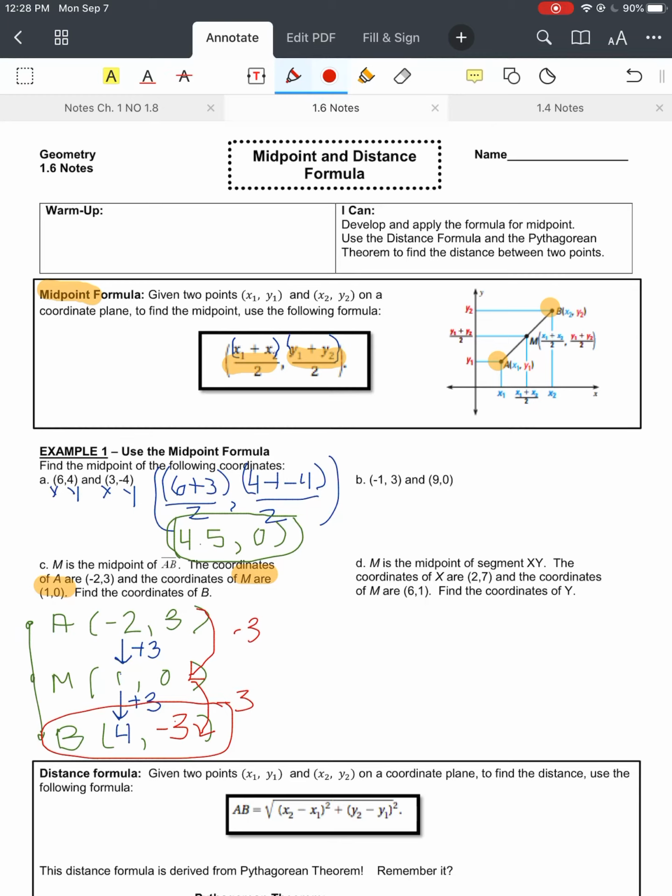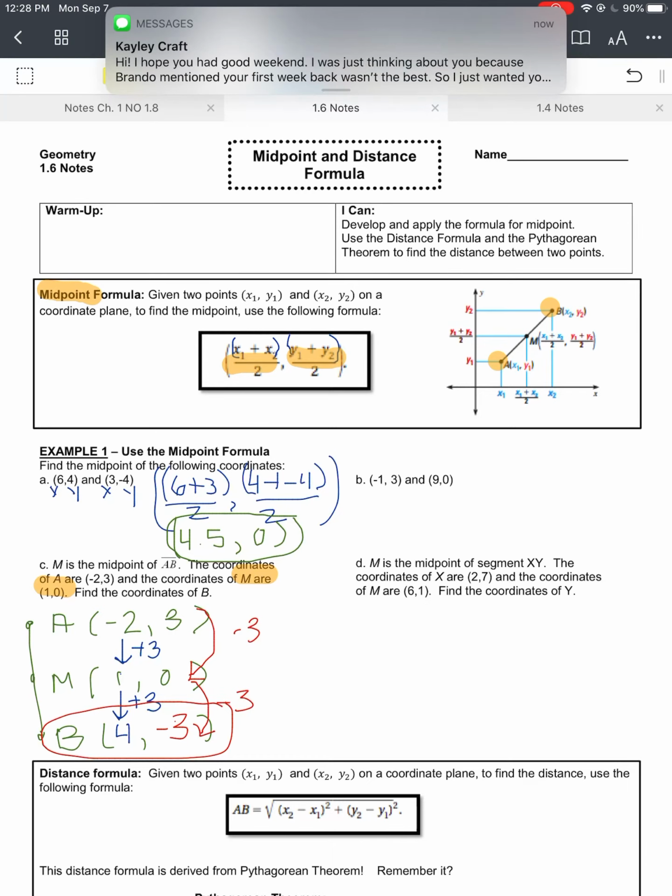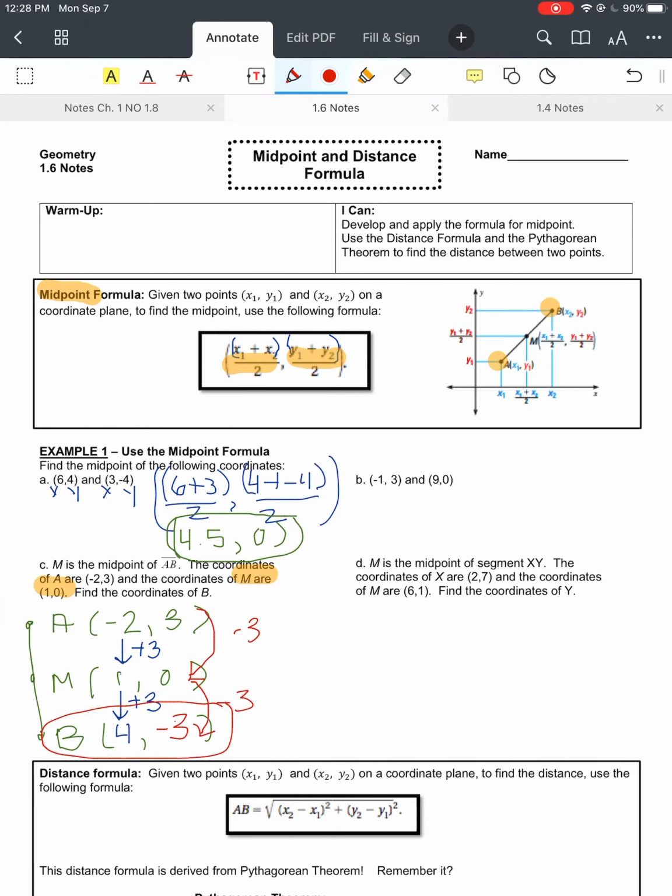So in example 1, A and C are really basically the only two things I could ask you for with a midpoint. So go ahead, pause the video and try D. It's the exact same as C. And be careful whenever you're doing an assignment or a quiz or a test that you're differentiating between finding a midpoint, like letters A and B, or finding an endpoint given a midpoint.